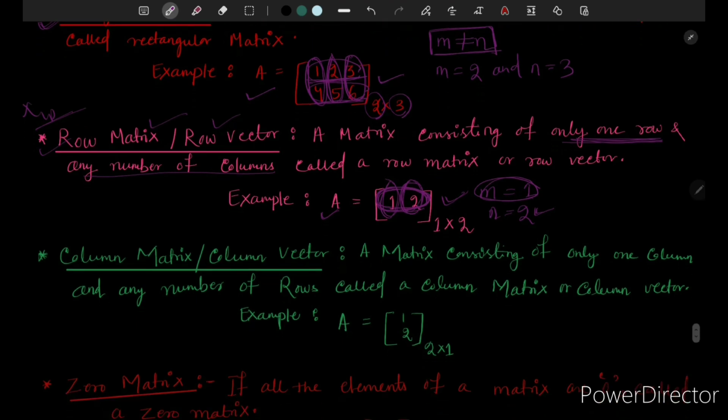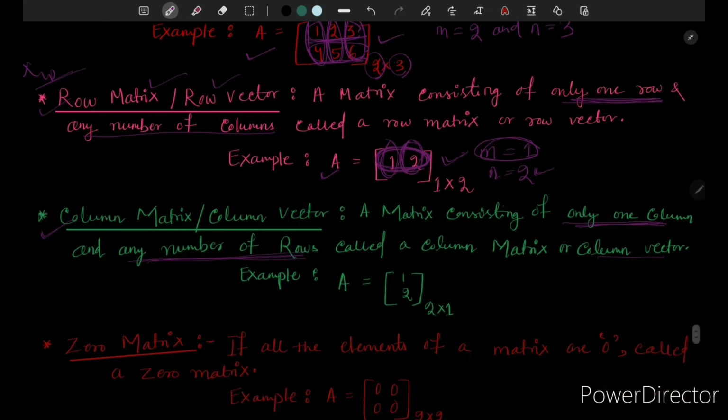Another type of matrix is the column matrix or column vector. We can say that this is the opposite of the row matrix or row vector. And what is a column matrix or column vector? A matrix consisting of only one column and any number of rows. So if in any kind of matrix we find only one column and any number of rows, we can call it a column matrix or column vector.